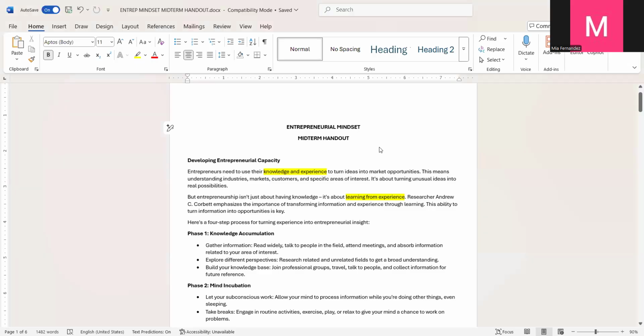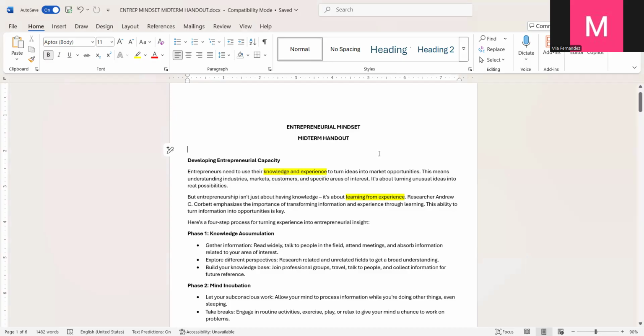Okay, so good day. This will be our first topic for the midterms, and we will be talking about the different stages of creativity or the creative process.